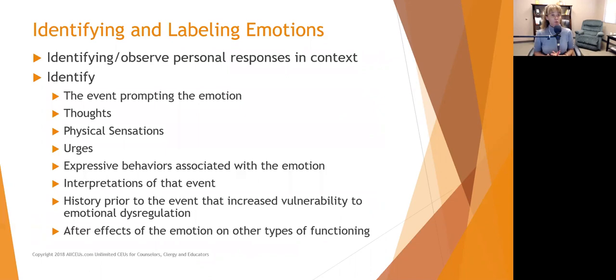Did they hopefully not hit somebody? What are their interpretations of that event? Whatever the event was that prompted the emotion, what were the interpretations? What made it threatening or made it so urgent? What was their history prior to the event that increased their vulnerability to emotional dysregulation?